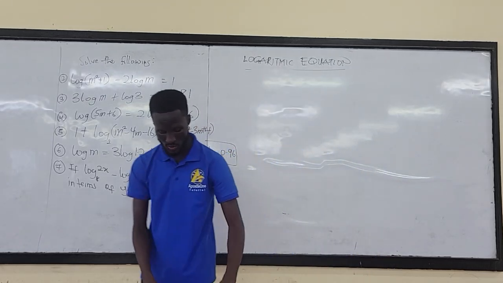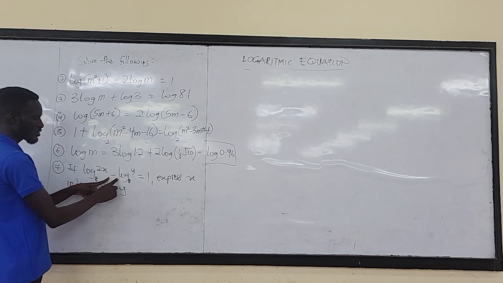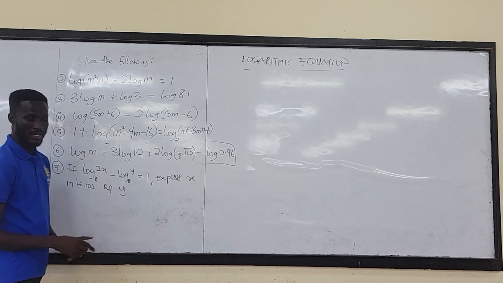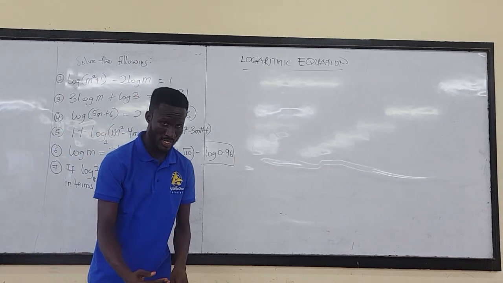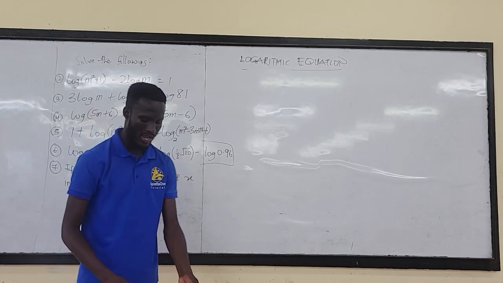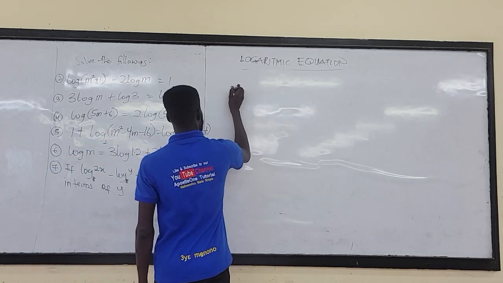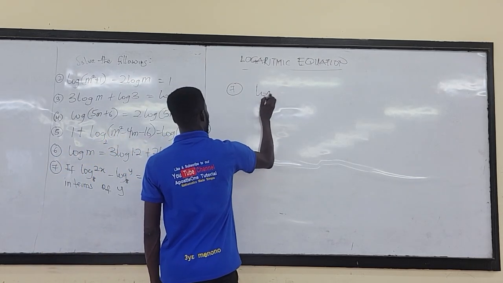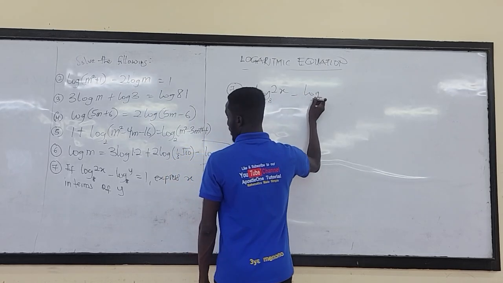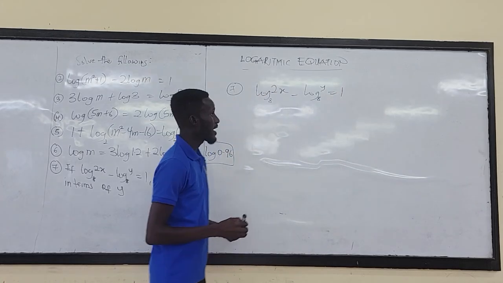Now with the last question, let's look at the question below. Now if log 2x base 8 minus log y base 8 is equal to 1, we are supposed to express x in terms of y, which means we have to make x the subject, and the x is supposed to be in terms of what? In terms of y. Now let's look at how we can comfortably solve this question. So let me write the question. Question 7. We have log 2x base 8 minus log y base 8 equal to 1.